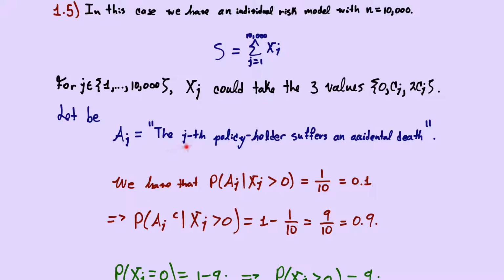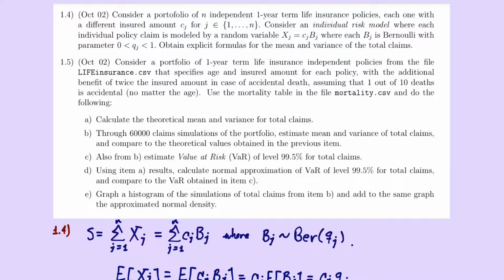And for that, we will define this event. We will call it Aj, the event that the jth policyholder suffers an accidental death. That will be an event that is possible in our random experiment. And the problem says that 1 out of 10 deaths is accidental, no matter the age.